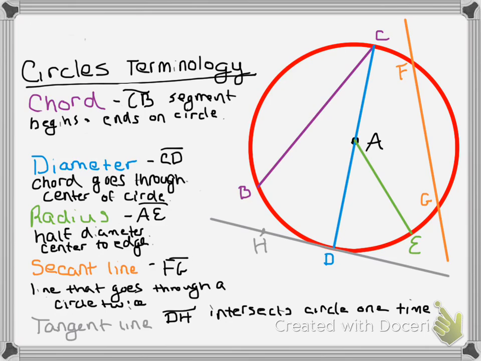So these are our basic terms that we're going to be using. Make sure that you go and answer the questions. And that's all for this video.